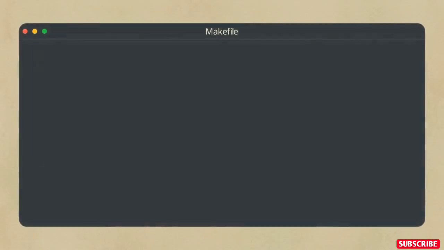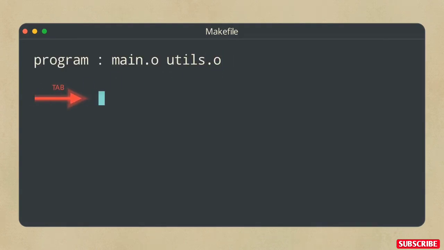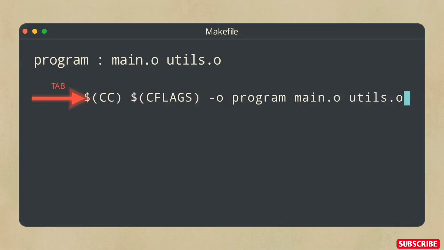The make utility relies on a makefile, which follows strict formatting rules. You define a target and its dependencies, and the crucial detail for the exam, the execution command below it must always be preceded by a strict tab space, not spaces.